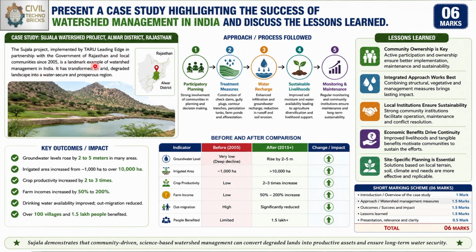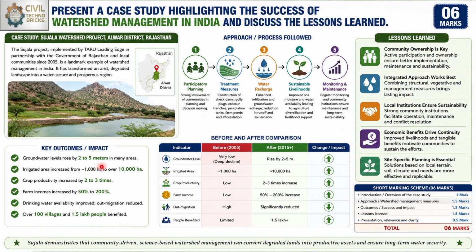That landmark, which is an example of watershed management in India, has transformed an arid degraded landscape into a water secure and prosperous region. Here the approach or the process followed is the same: participatory planning, treatment measures, water recharge, sustainable livelihoods, and monitoring and maintenance. So the process is the same, but the locations are different with reference to the Indian terrain, with reference to the Maharashtra state terrain.